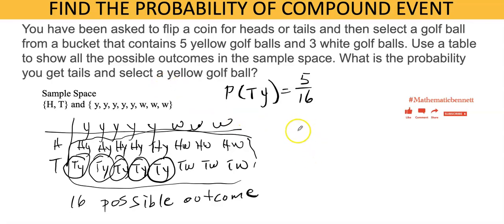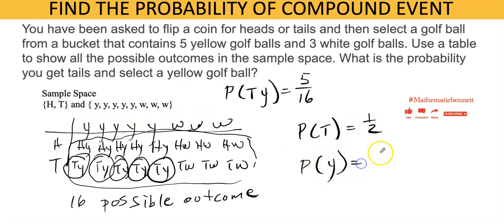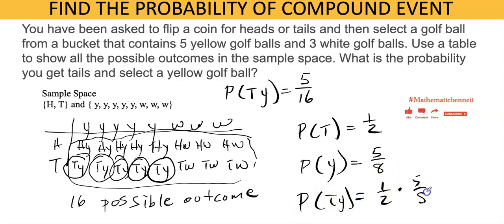Or 5/16. Alright, let us try the next method. The probability of getting tails from this sample space would have been a half. The probability of getting a yellow golf ball from this sample space would have been 5 out of 8. So the probability of getting TY would have been a half times 5/8, which gives me 5/16. So we did it both ways and we got the same answer, so we know our answer is correct.